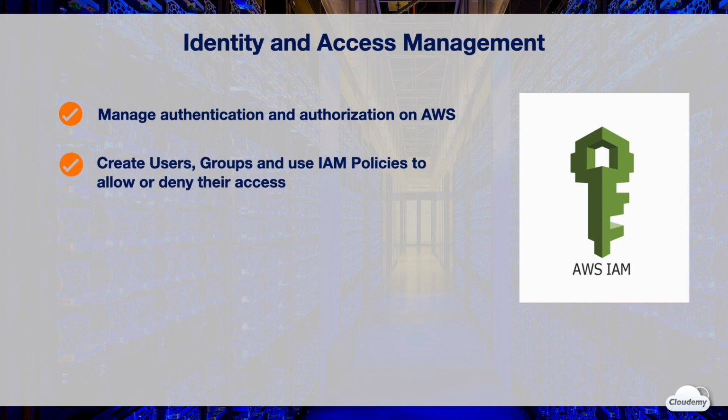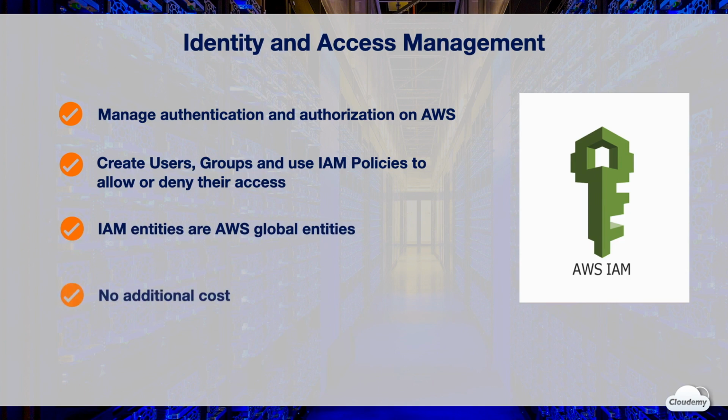With IAM you can create and manage AWS users and groups, and use permissions to allow or deny their access to AWS resources. The permissions are usually called IAM policies. The IAM users, groups, or roles you have created are AWS global entities. They exist in all regions after being created. There is no additional cost to use IAM. You only pay for other AWS services used with IAM.